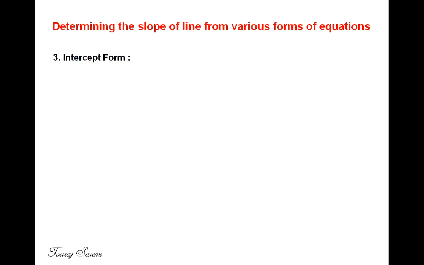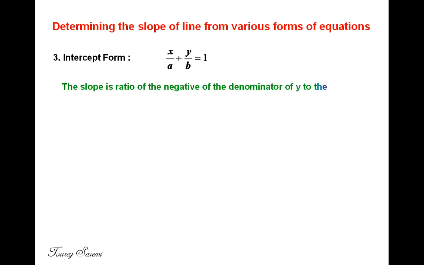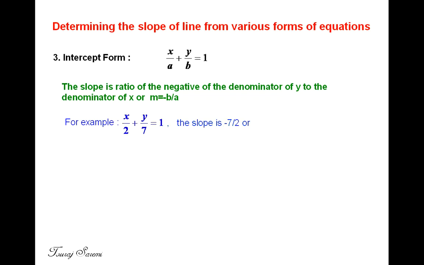3. Intercept form. The slope is the ratio of the negative of the denominator of y to the denominator of x. For example, the slope is minus 7 over 2, and the slope of the other example is 5 over 4.